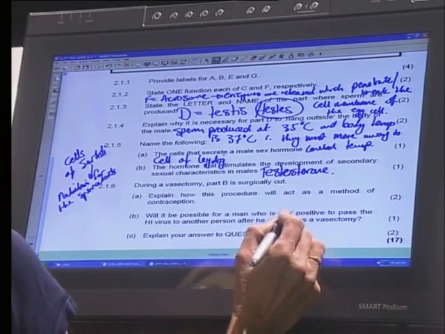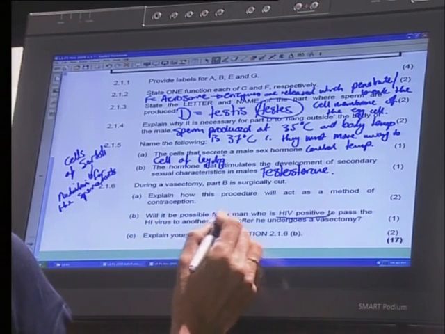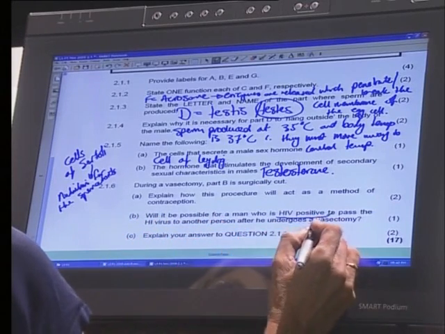Yes, ma'am. Okay, so why is it a good method of contraception? It's almost 100% proof because the sperm cells cannot move beyond where the vasectomy was, or where the cut is, so it cannot be ejaculated into a female. All right? Yes. Will it be possible for a man who is HIV positive to pass the HIV virus to another person if he undergoes a vasectomy?